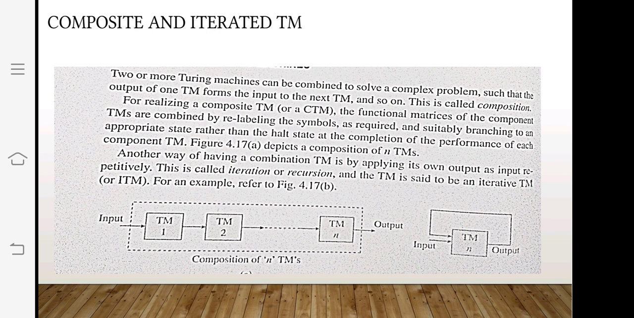Another way of having a combination of Turing machines is by applying its own output as input repetitively. This is called iteration or recursion, and such a Turing machine is said to be an iterative Turing machine, or ITM. This is shown in the diagram.